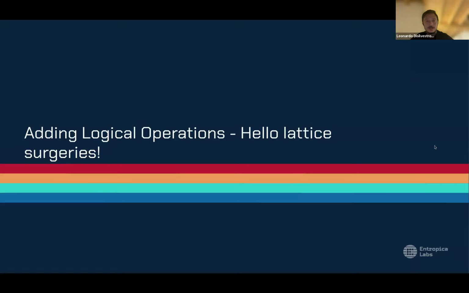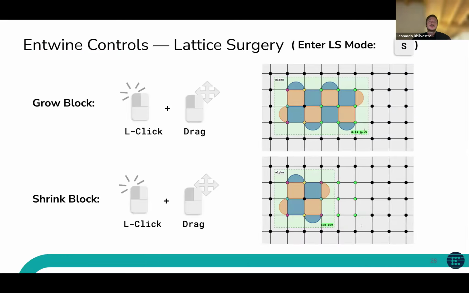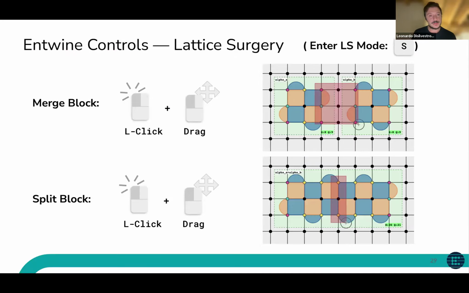Now, the logical operations. So with Entwine, I showed you some before. We'll go through all of them now. You can do lattice surgery operations. You just need to press the letter S. And once you do, you can start modifying your patches. So the basic operation you have is grow and shrink. You just take a logical qubit and you make it bigger or smaller. More interesting are the merge and split operations. Merge is I take two blocks, two logical qubits, and I fuse them into one. Split is the opposite. I have a single long qubit and I split it somewhere.